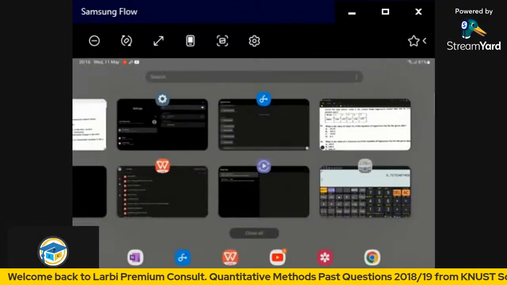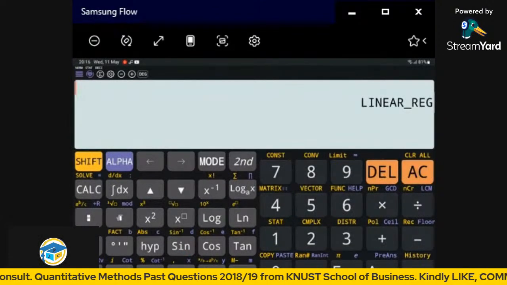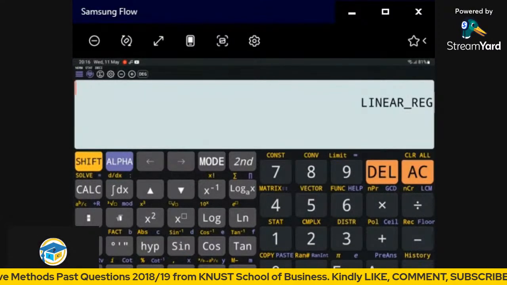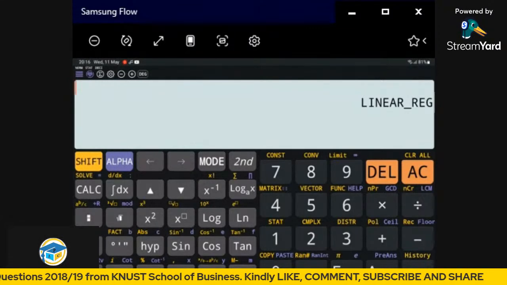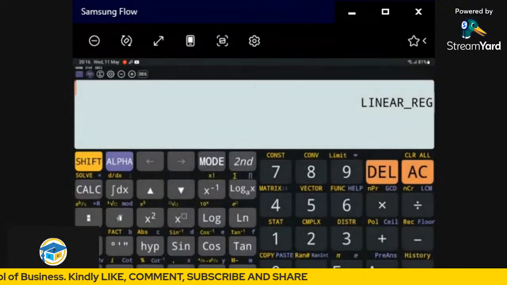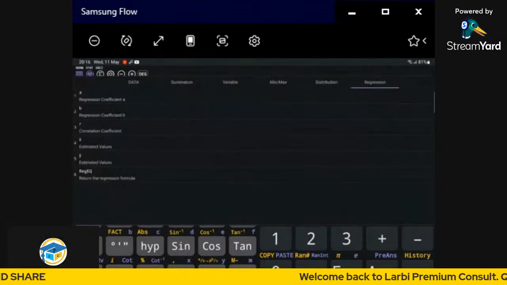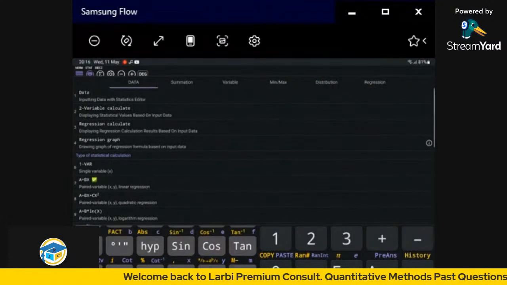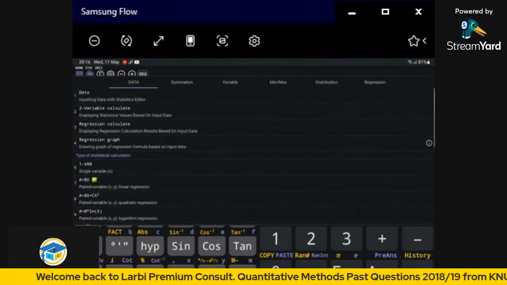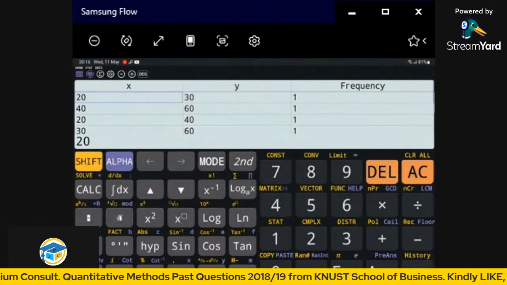So we are using the same STAT approach. If you want to repeat, you select mode, you go to STAT. I've already done that, so all I need to do is get my table back. So I'll select shift and go to STAT. To get my table back, I select the table in that case.